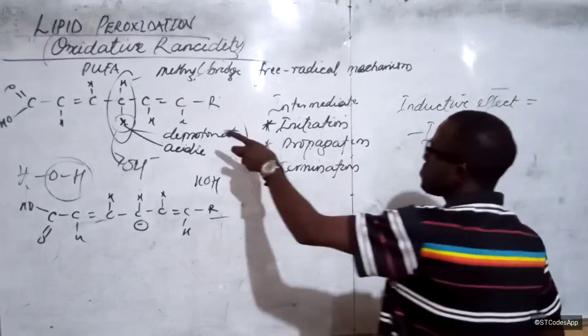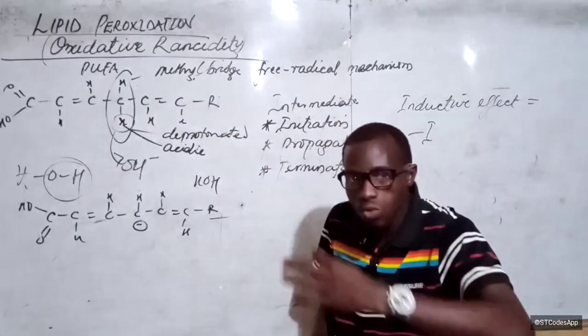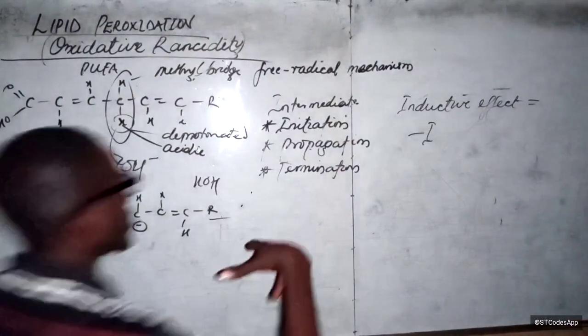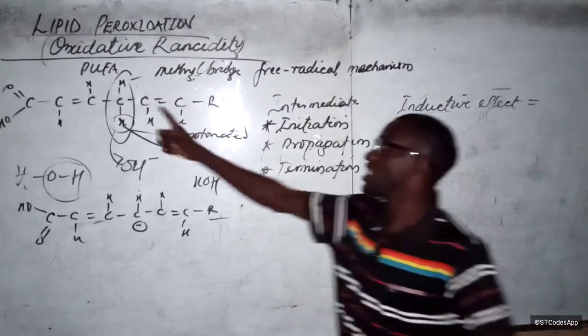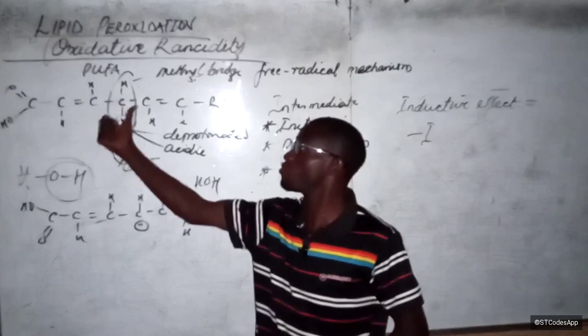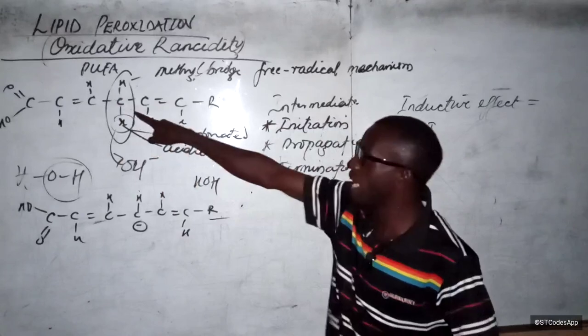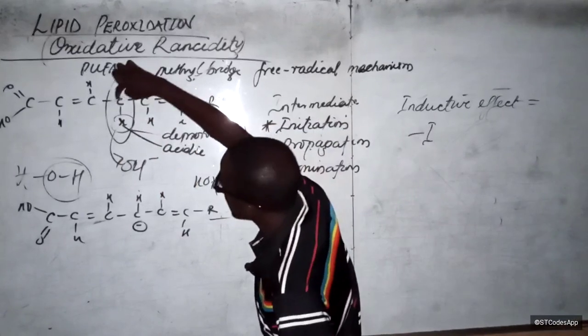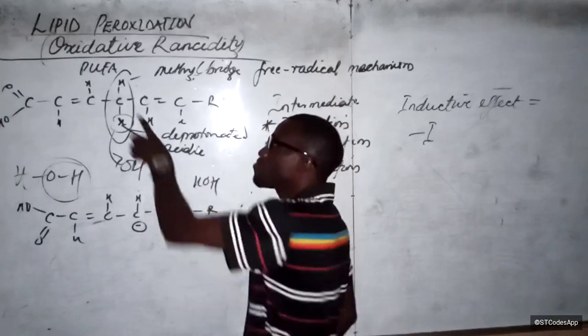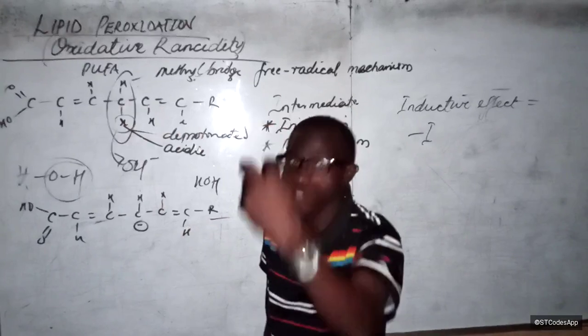So because they are merely overlapping, there is a sort of electron deficiency. Let me change the light. Okay. So there's a sort of electron deficiency. Because of that electron deficiency, electron density is going to move towards the double bond. And because of that, the electronegativity value of this carbon has increased, meaning that it is more electronegative than the normal carbon.